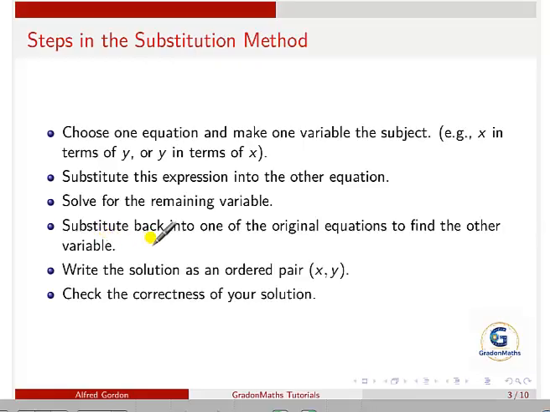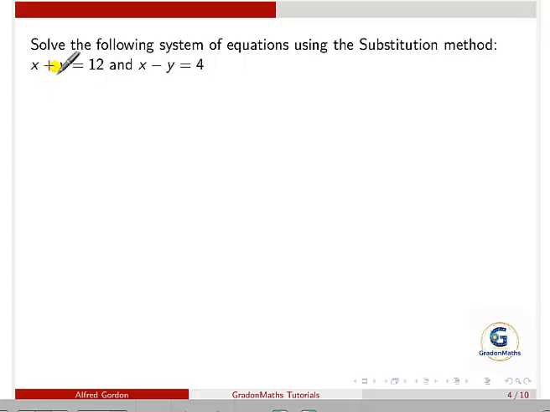Then substitute back into one of the original equations to find the other variable, like we did in elimination. Then write the solution as an ordered pair, that is the x and y. And then check the correctness of our solution. So these are the steps that we shall go through as we use the substitution method. Let's try an example.